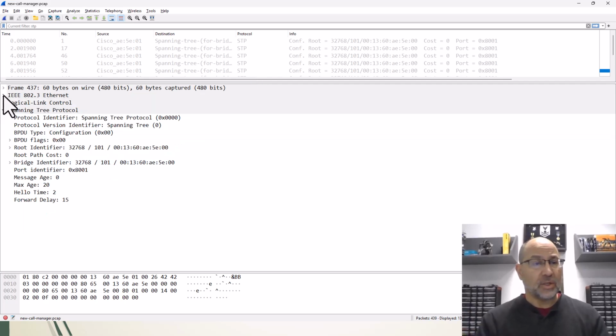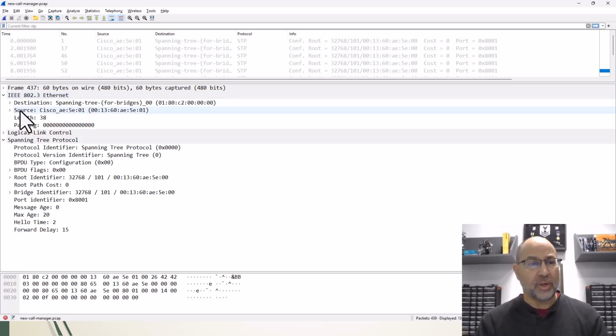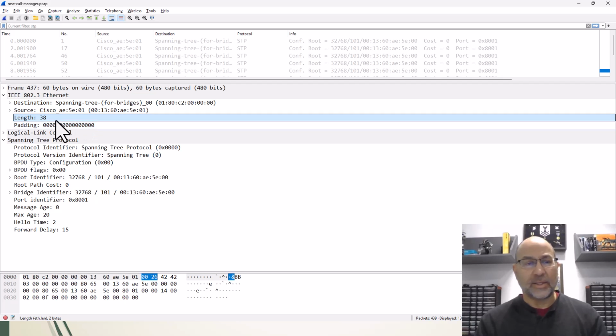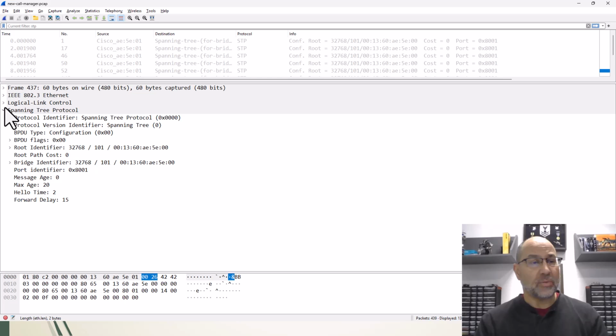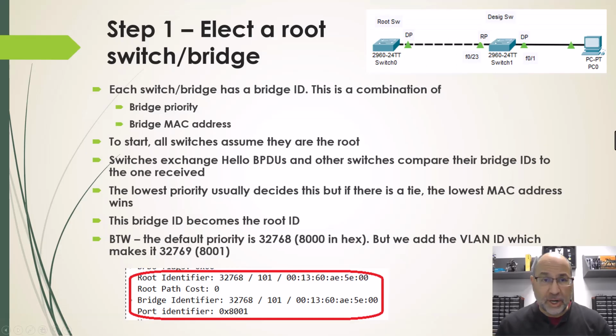This is the 802.3 frame. It's 802.3 because the length is less than 1500 or 1501. And then we've got logical link control, which is spanning tree, and then all of the stuff in the BPDU. All right, operationally, how does it work?